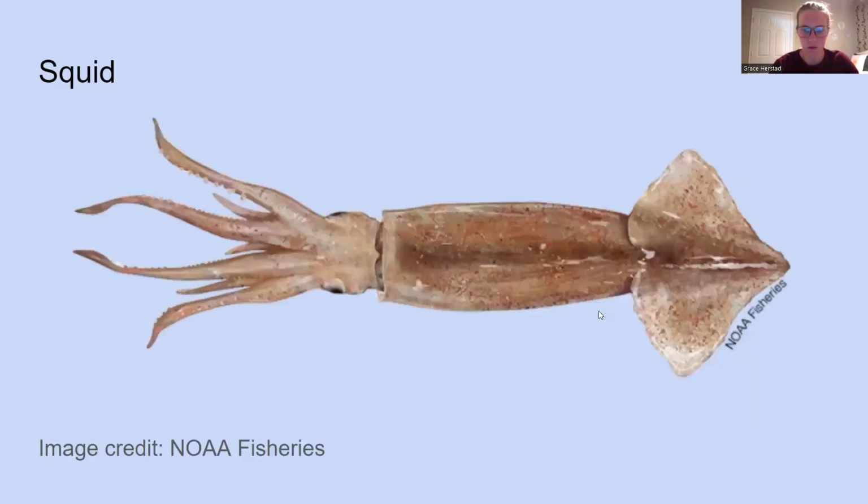So this is a picture of a squid. It looks very similar to the one that we dissected in lab, but it's not the exact same. I forgot to take a picture of what we dissected in lab.